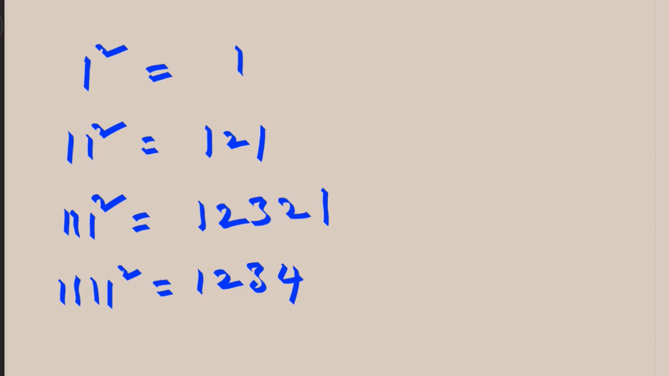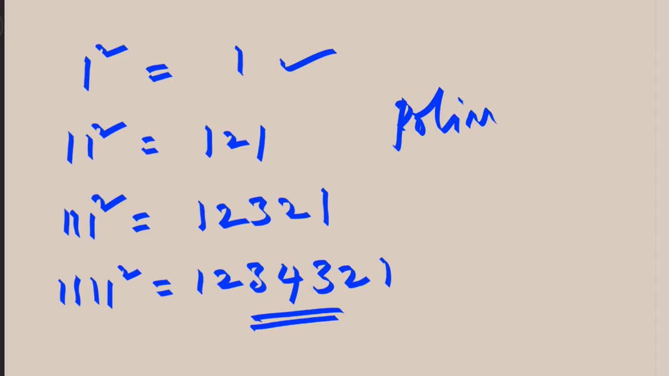One more interesting pattern, this is the square pattern. 1 square is 1, we all know that, and 11 square is 121, and 111 square is 12321. Here 3 ones are there, so we select 3 digits, and after completing them we come back through the previous numbers. For example, with 4 ones, 1 2 3 4, and then again we decrease, 3 2 1. These kinds of numbers are called palindromes.